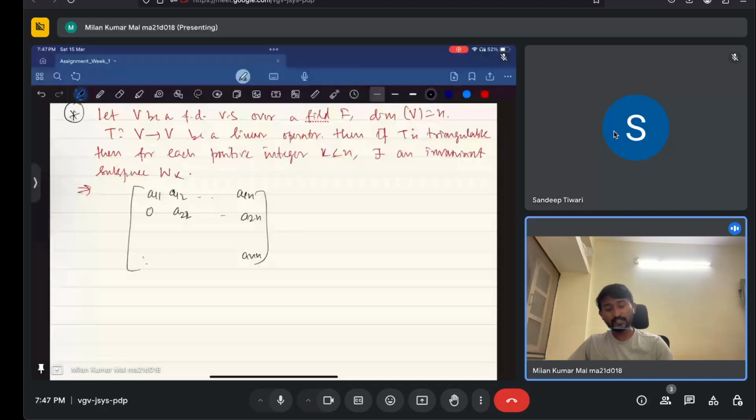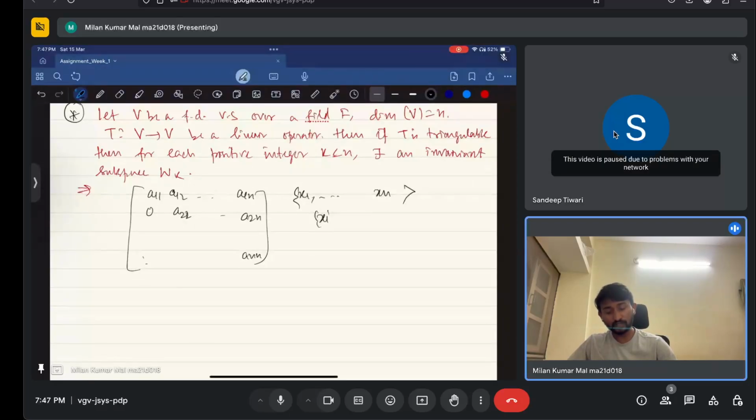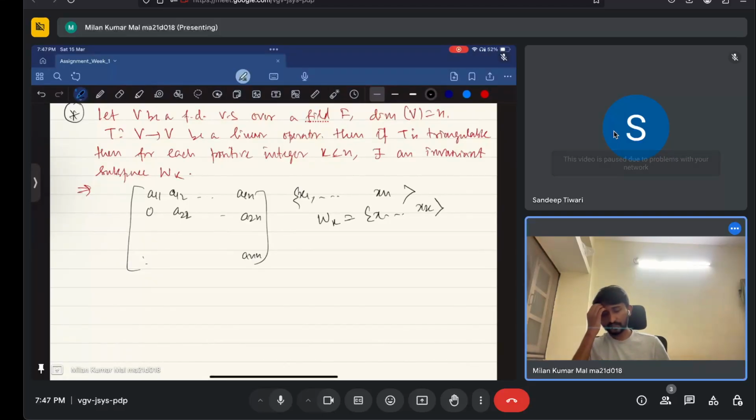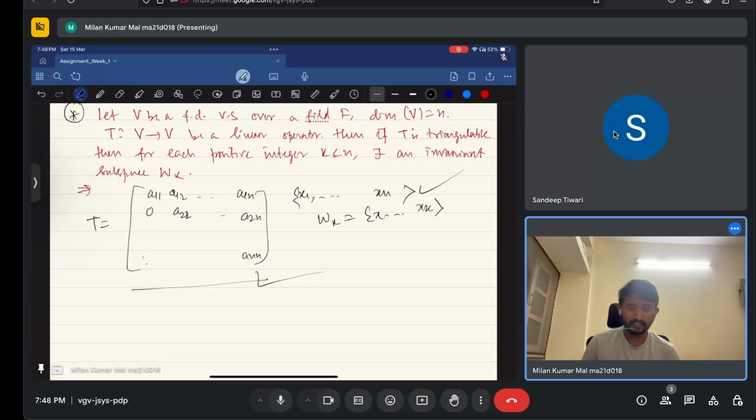Now let's say that ordered basis is x1, x2, ..., xn. If you want to take W_k, then take x1 all the way to xk. Then this is invariant. Why is this invariant? This is the matrix representation of T with respect to this ordered basis x1, x2, ..., xn. Triangulable means that there exists an ordered basis with respect to which the matrix representation is an upper triangular matrix, either upper or lower, but without loss of generality, I'm taking upper triangular.